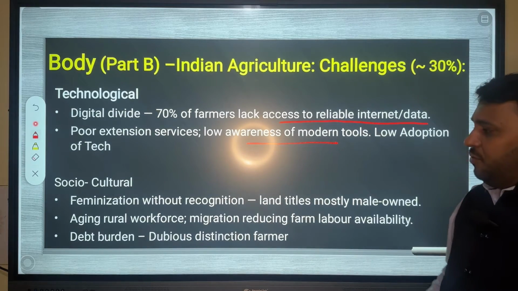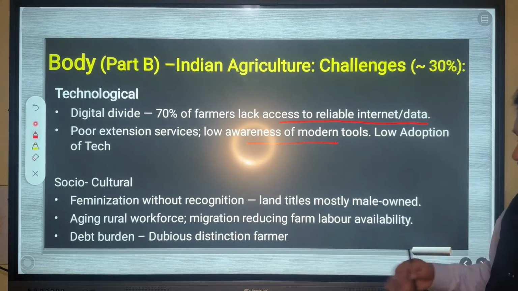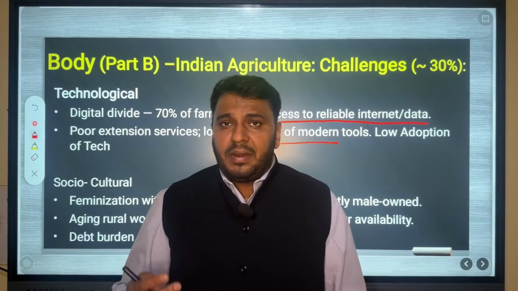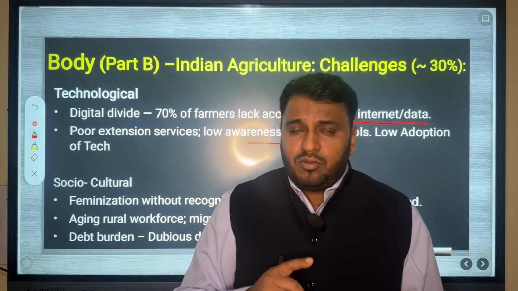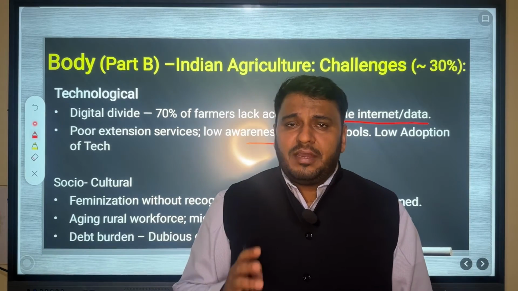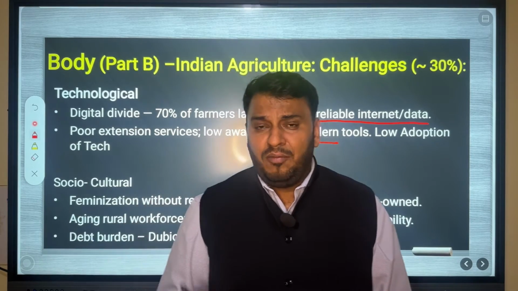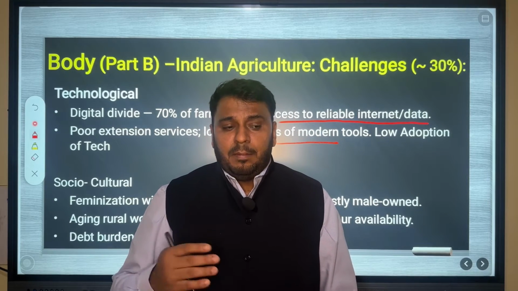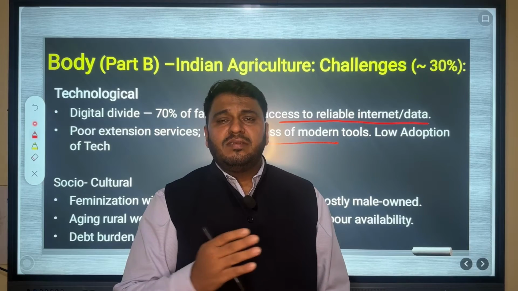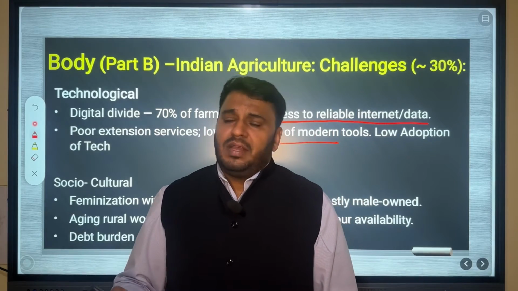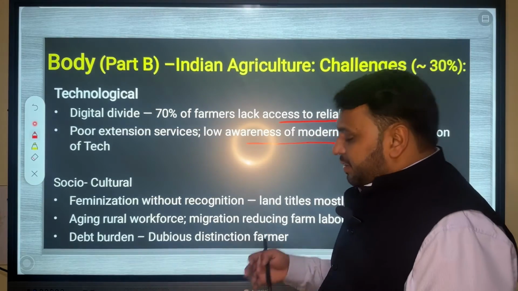Aging of the rural workforce, migration. Again that's the issue: most of the migrants are from the age group of 20 to 35 or maybe 40. That is the most productive age group of us humans, when we are youth, when we can produce, when we can give our maximum. But these people are migrating to new cities, leaving behind the old and the women folk to take care of the agriculture. Debt burden is another issue.